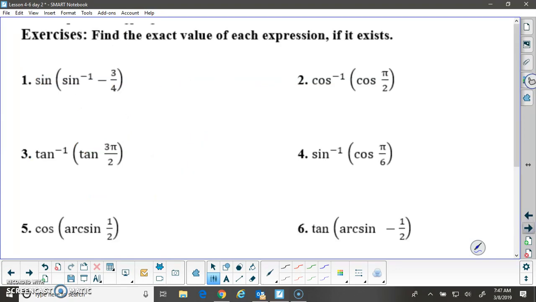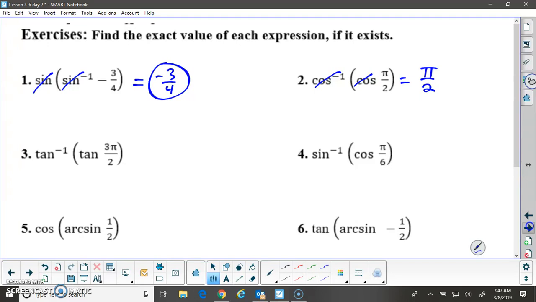Some additional inverse problems. Number 1, you can see that the sine and the sine inverse would just cancel each other off right here, giving us negative 3/4. Number 2, the cosine inverse and the cosine just cancel each other off, giving us an answer of half pi.